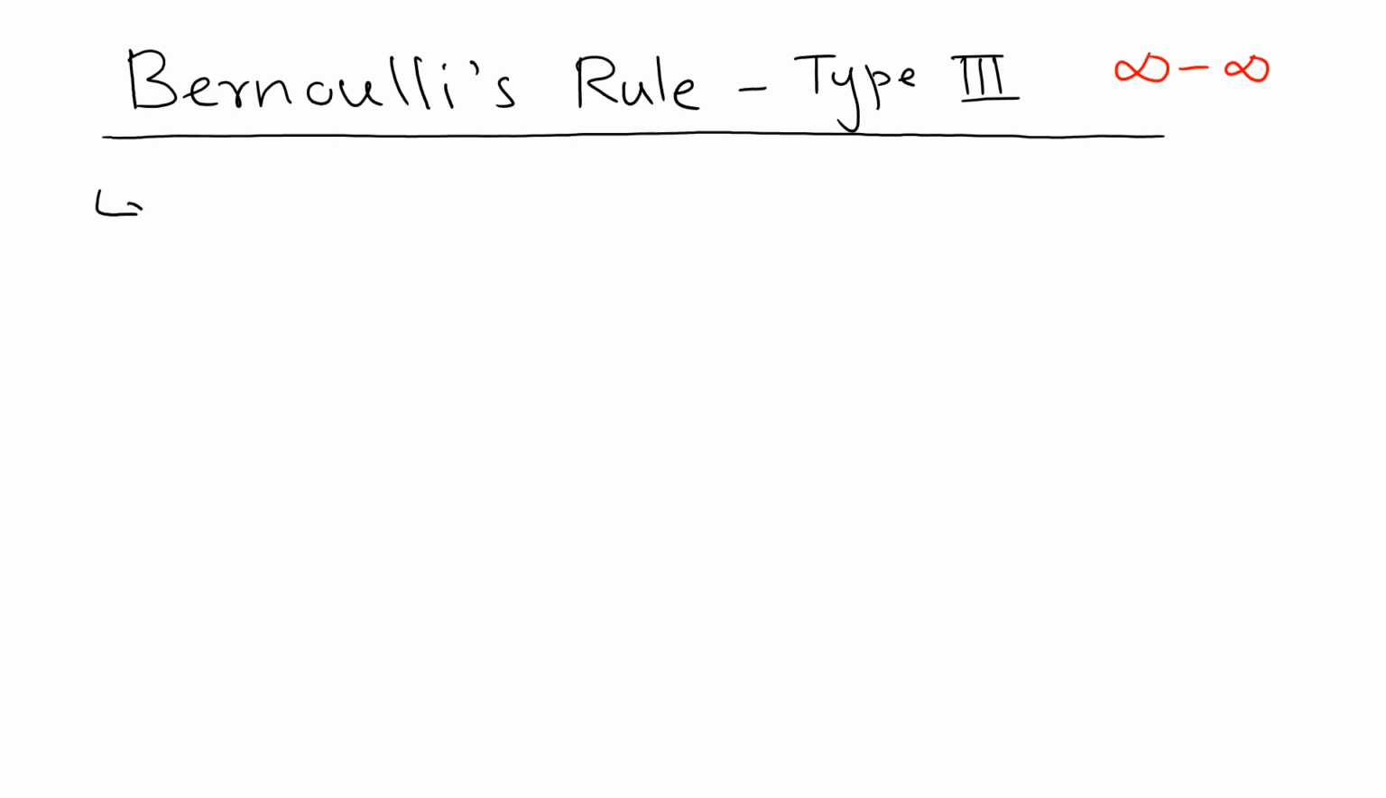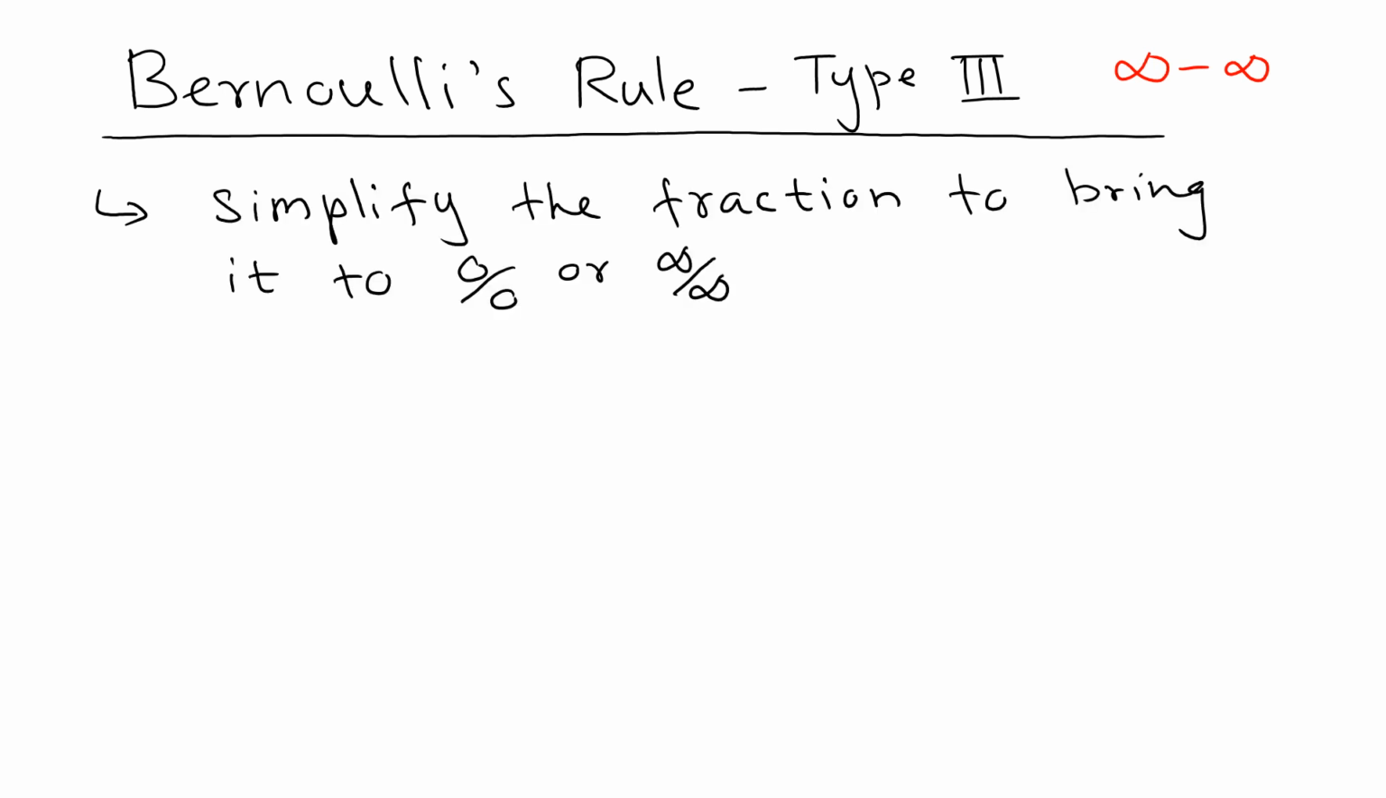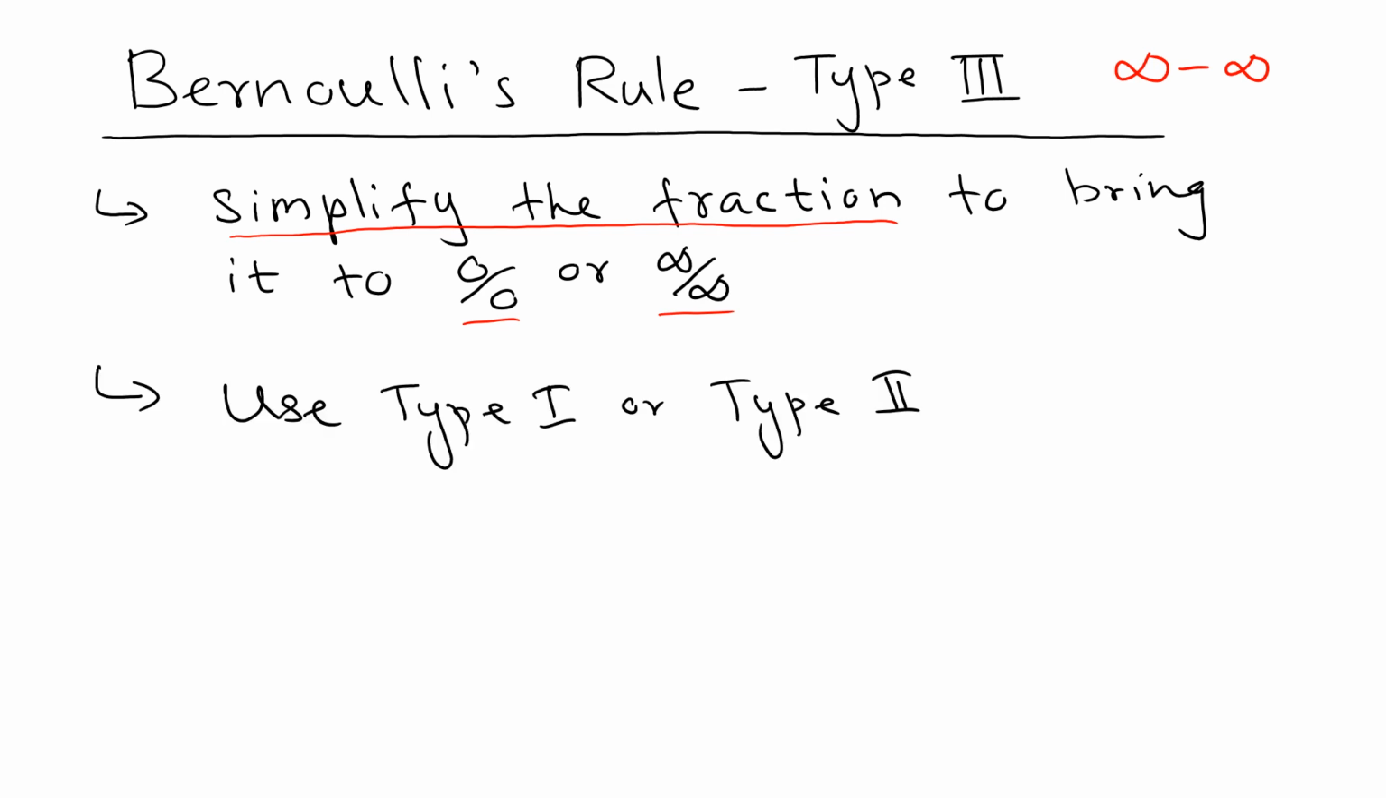So there are a few steps. The first step is we're going to use basic algebra to simplify. We're going to simplify the fraction to bring it to either 0 over 0 or infinity over infinity type. And next we can use type 1 or type 2 arguments to find the limit. So next, use type 1 or type 2 methods to find the limit. So let's look at a problem.